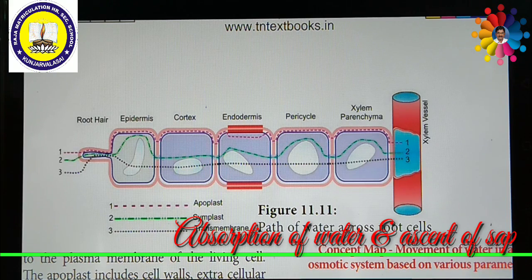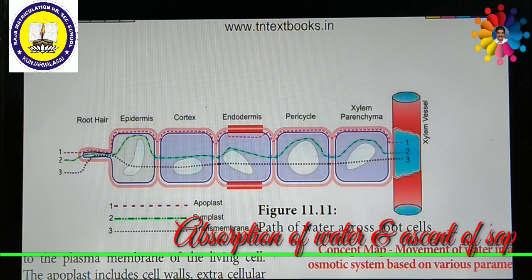Then the third method is transmembrane. In this, water passes along with the membrane. In the transmembrane pathway, water sequentially enters the cell on one side and exits from the other side of the membrane. In this pathway, water crosses at least two membranes of each cell. So transport across the chloroplast is also involved. This is called transmembrane.